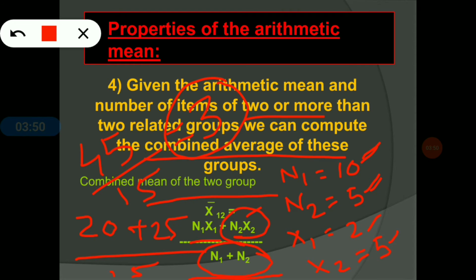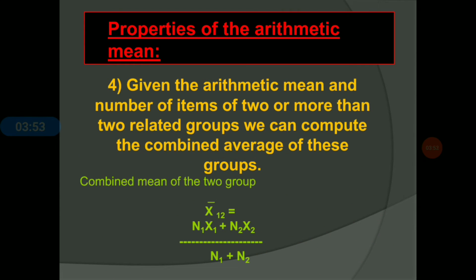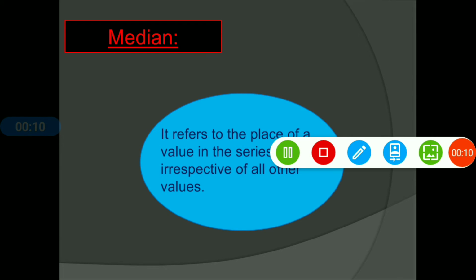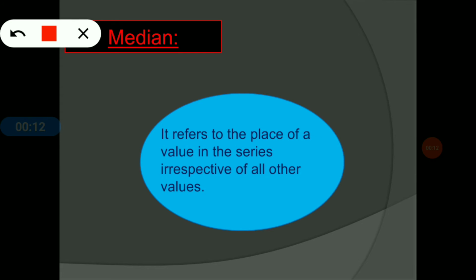So now going to the next concept, that is median. So here we can see the definition of the median. So what do you mean by a median? So median basically refers to the place value, okay, in the series irrespective of all the other values.